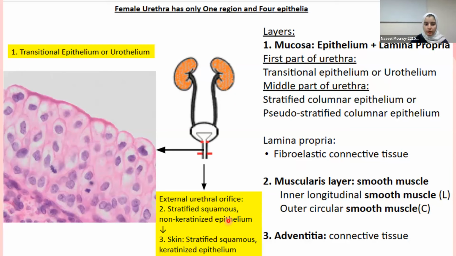Okay, good. Now, obviously, you'll ask me, what about the external urethral orifice? It's the same thing as in males. First you have stratified squamous epithelium with no keratin, and then it goes to keratin. So if you can see, it's a more simplified and shorter version of the male urethra.